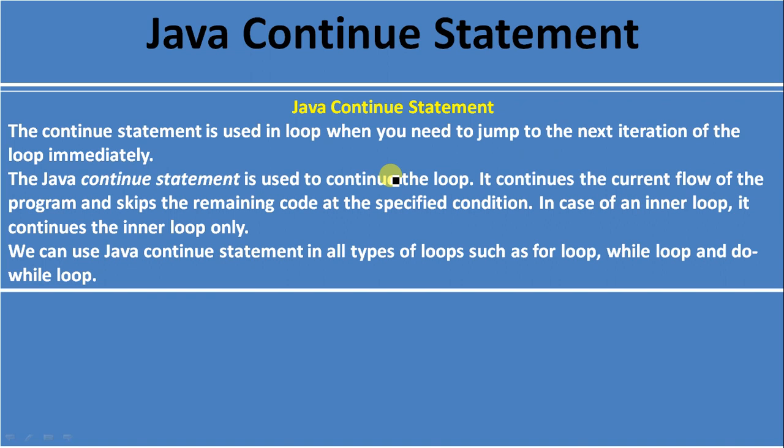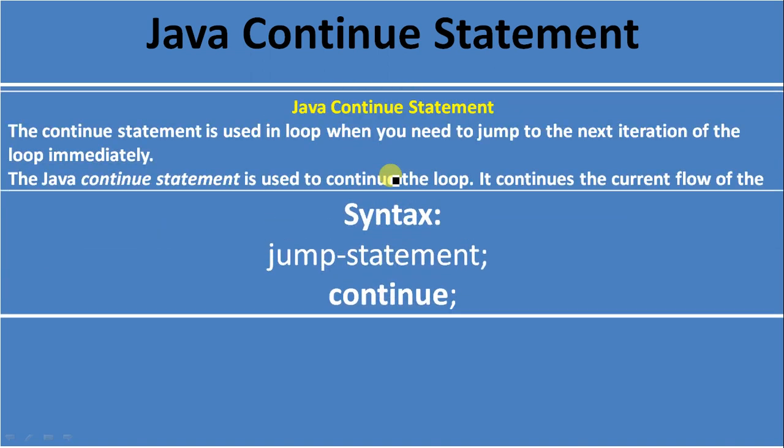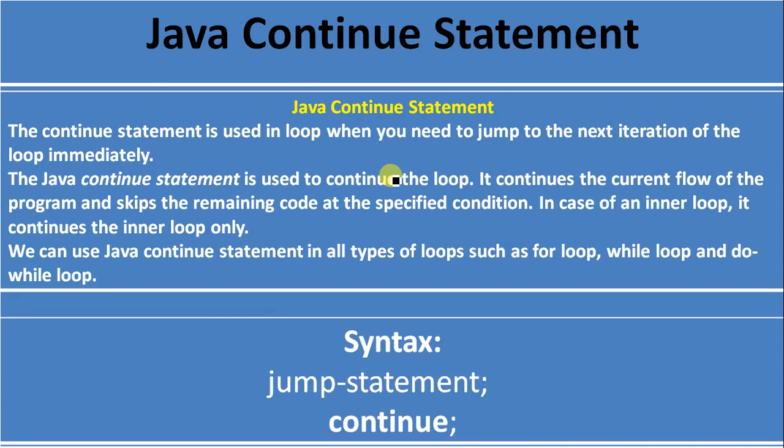The Java continue statement is used to continue the loop. It continues the current flow of the program and skips the remaining code at the specified condition. In case of an inner loop, it continues the inner loop only. We can use the Java continue statement in all types of loops such as for loop, while loop and do while loop. The syntax for the continue statement is the continue keyword.